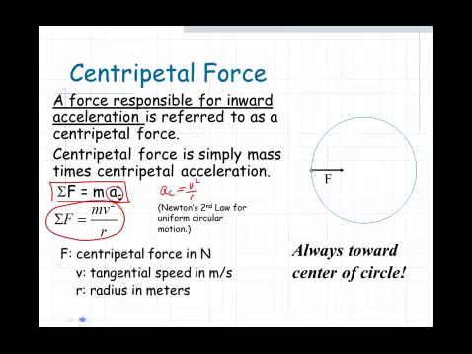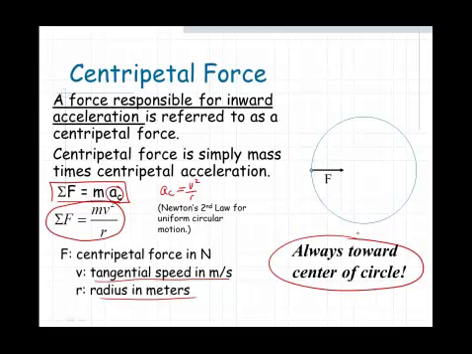where F stands for the centripetal force, v stands for the tangential speed in meters per second, and r is the radius in meters. And the centripetal force, just like the centripetal acceleration, always points toward the center of the circle. Newton's second law says it has to because the force, according to Newton's second law, always points in the same direction as acceleration.